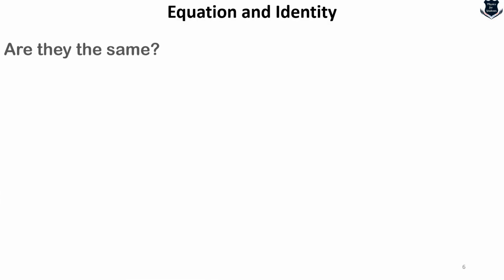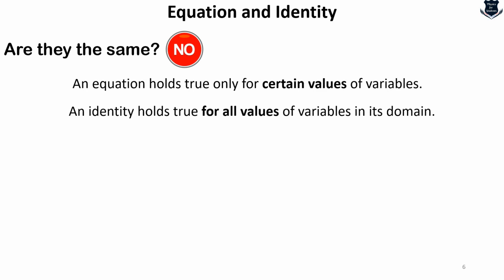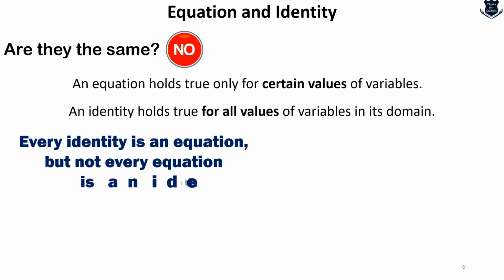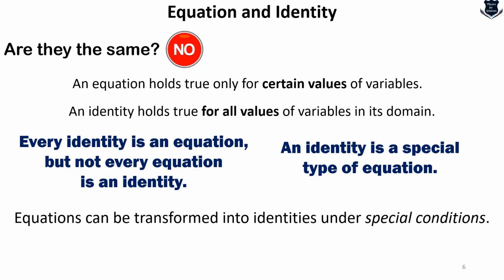Now the question arises: are they the same? I mean to say, equation and identity, are they the same? Certainly not, because an equation only holds true for certain values of variables, whereas an identity holds true for all values of a variable in its domain. Remember that every identity is an equation, but not every equation is an identity, obviously, because the identity is a superset, and equation is one part. So any identity is definitely an equation, but a special type of equation. Equations can be transformed into identities under special conditions, which we will see in the next part of our video.